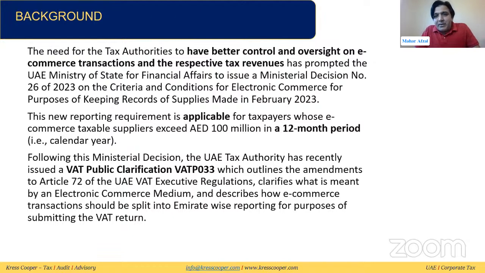We have discussed the background. The objective was basically to have better control and oversight of e-commerce transactions in respect of tax revenue. This is the reason they issued the public clarification. As for the new reporting requirement in the revised VAT regulation, as per Article 72 of the law, if the value of the supply made through the e-commerce business is more than 100 million during the calendar month, it needs to be reported in the Emirate where these supplies are being received. This is the reason they've issued the public clarification on this as well.